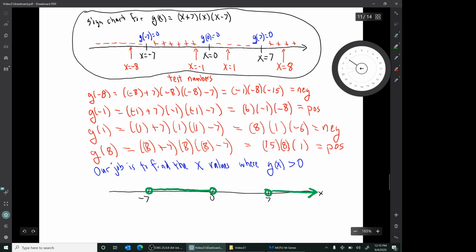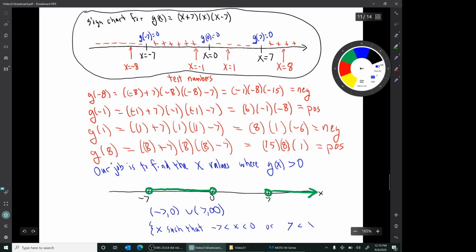So there's our picture. Notice those open circles are not filled in because those points are not included. Now we need to describe this in interval notation and in set notation. A couple of things to notice about this example and the previous example.